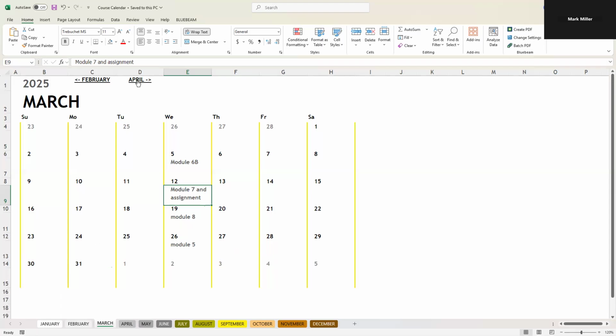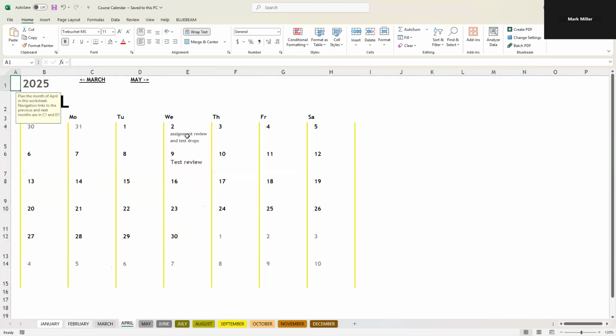And then on Wednesday, April 2nd, we're going to be reviewing the assignment. So if the assignment is being reviewed on April 2nd, I need time to grade the assignments and send them back to you.